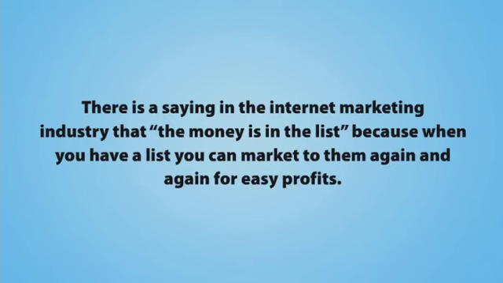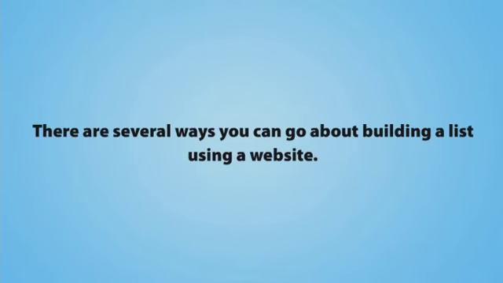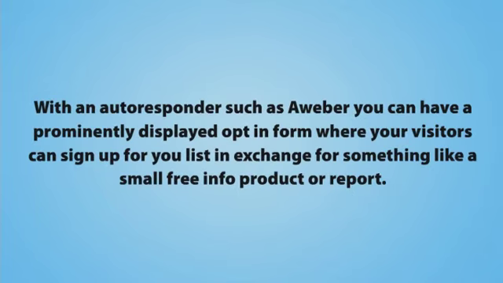There is a saying in the internet marketing industry that the money is in the list. Because when you have a list, you can market to them again and again for easy profits. There are several ways you can go about building a list using a website. With an autoresponder, such as Aweber, you can have a prominently displayed opt-in form where your visitors can sign up for your list in exchange for something like a small free info product or report.